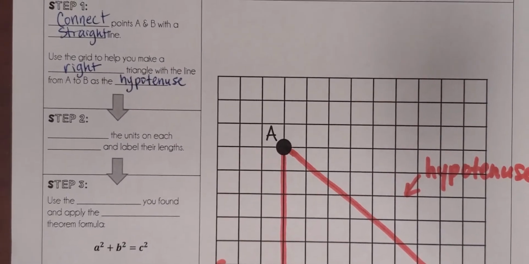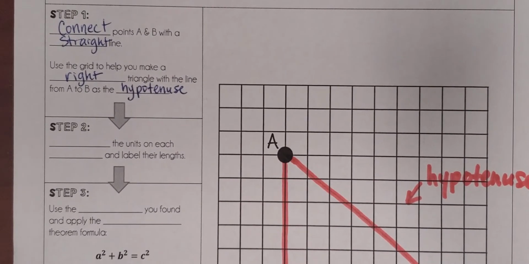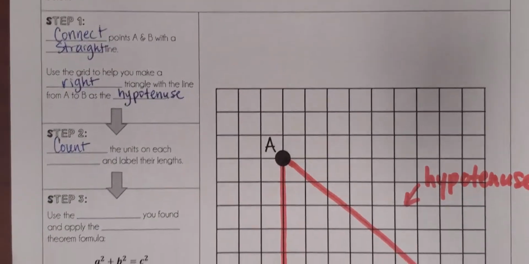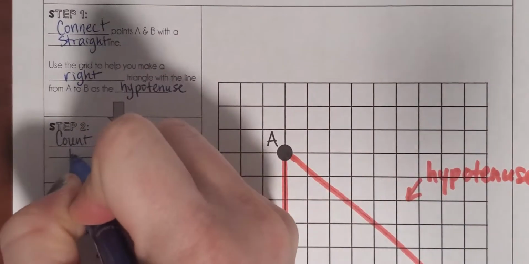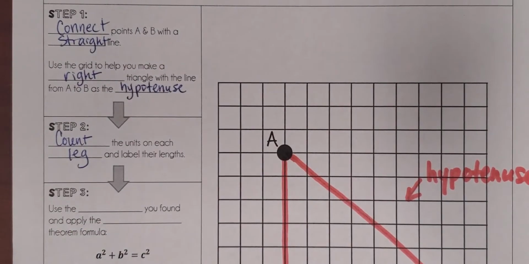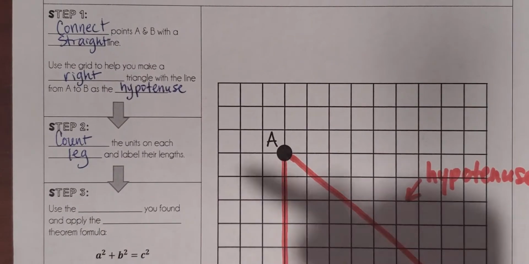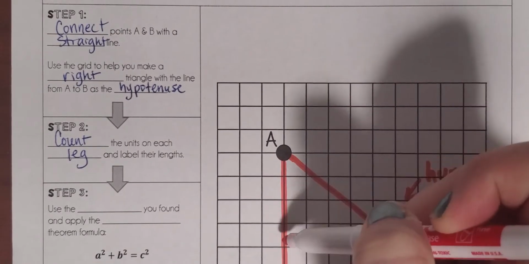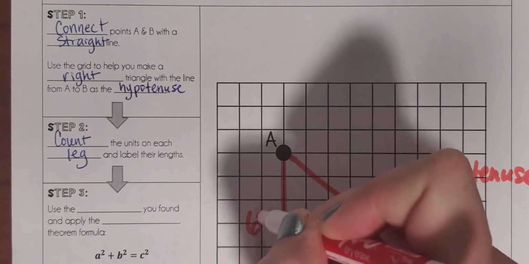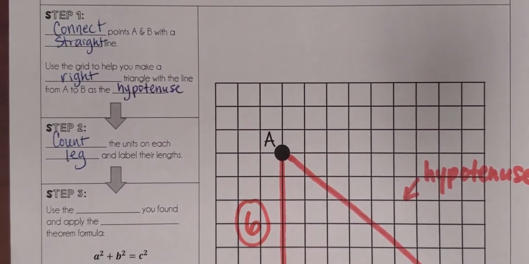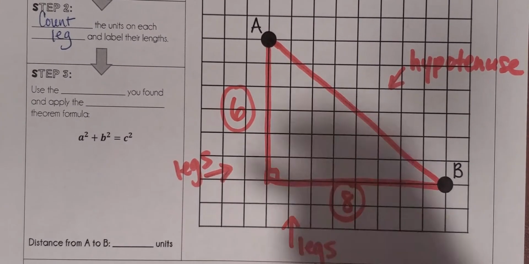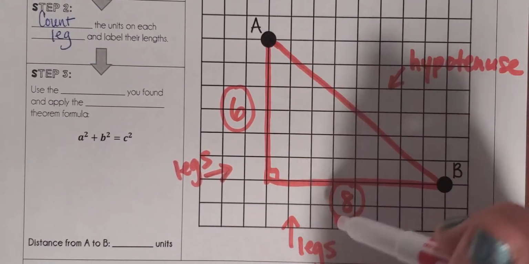All right, so step 2. We are going to count the units on each leg and label their lengths. Okay, so that seems easy enough. We're just going to see how long this side is and how long this side is based off of the grid. So I have 1, 2, 3, 4, 5, 6. So this is the side of 6. I have 1, 2, 3, 4, 5, 6, 7, 8. And this is the side of 8. So I know my 2 leg lengths are 6 and 8.